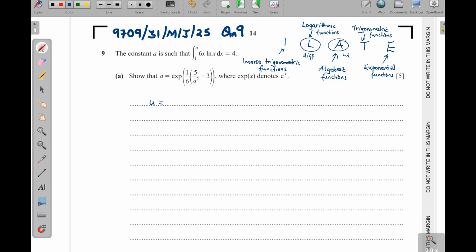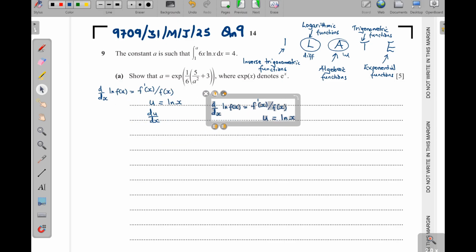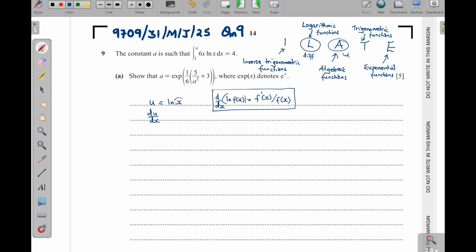Our u is going to be that natural log of x, and when it comes to differentiating natural log of a function, we differentiate that function, then we divide by that function. So that is what we are supposed to have there. The function is now x. When you differentiate it, you get a 1. Then divide by that function. You see that? Then we are going to now integrate.